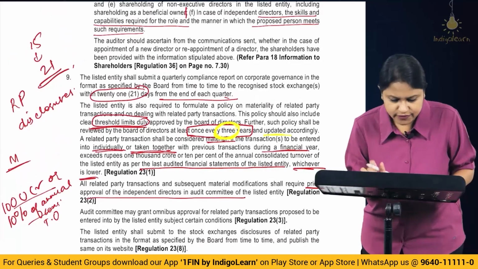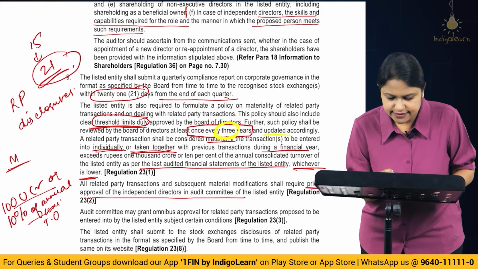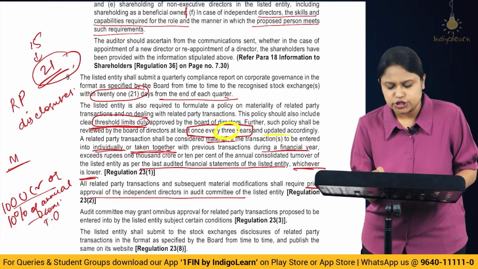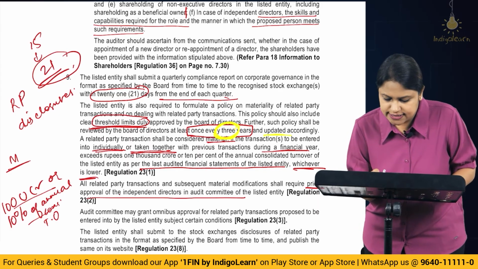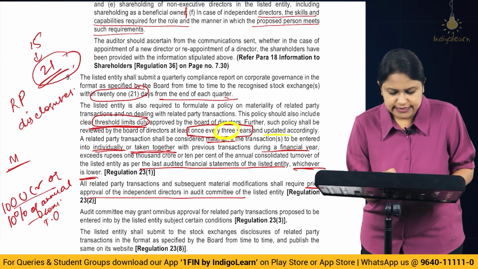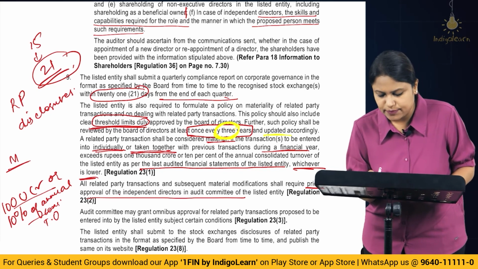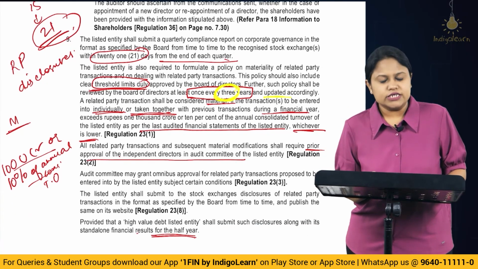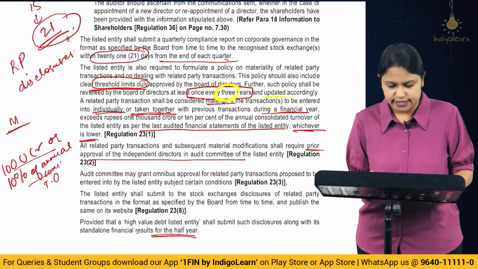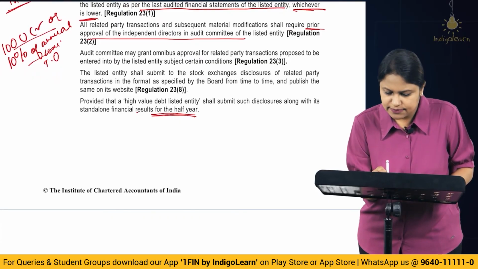So here, understand, the key takeaways are 21 days, then the material threshold. First of all, the policy has to be reviewed by the board every 3 years and updated accordingly. Along with that, what is considered material here, individually or taken together, is 1000 crore or 10% of the annual consolidated turnover, whichever is lower. Then all of these will require an approval from the independent directors of the audit committee. Then comes the submission of all the disclosures to the stock exchange.